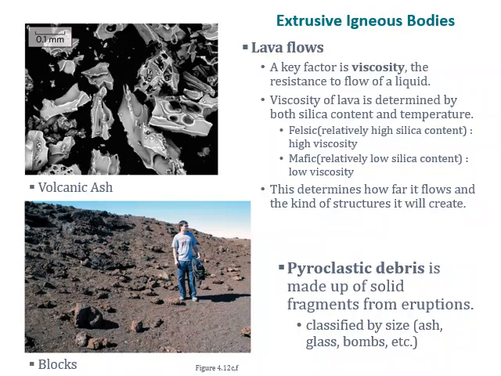Pyroclastic debris is made up of solid fragments from eruptions that have either tumbled down the face of the volcano or been exploded into the air and fallen from the atmosphere. These debris are classified by size, with the smallest grain size being ash, and then going up through glass to bombs, which are also the largest grain size. So on the bottom left corner, we've got some volcanic bombs, also known as blocks, with a human standing next to it for scale. And then in the top picture, we have a photomicrograph of volcanic ash with a scale bar.